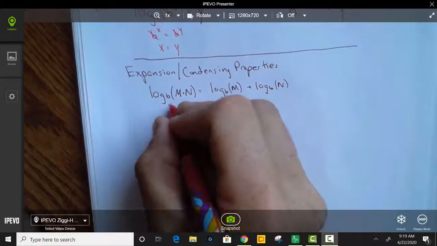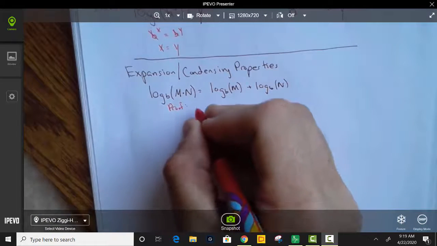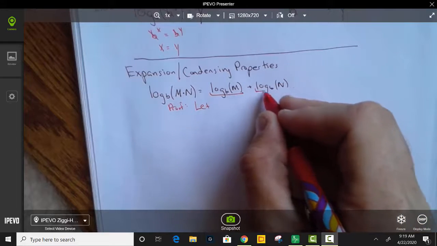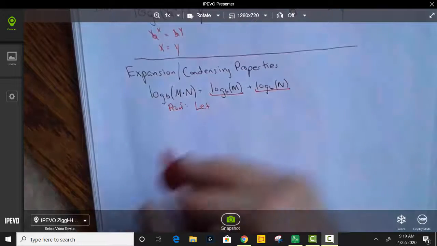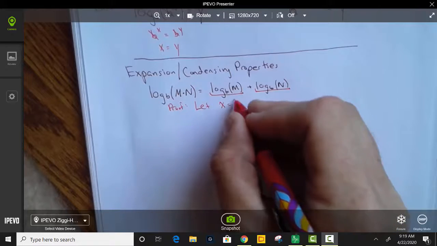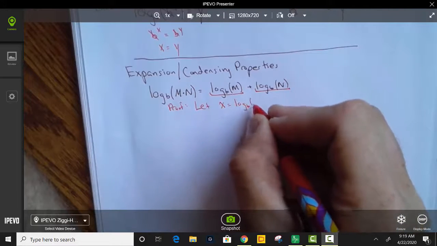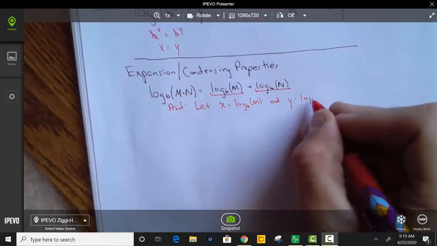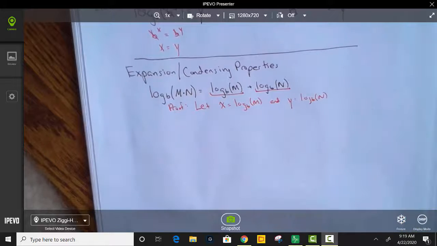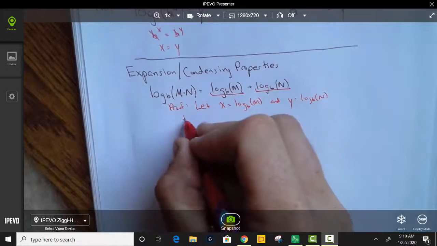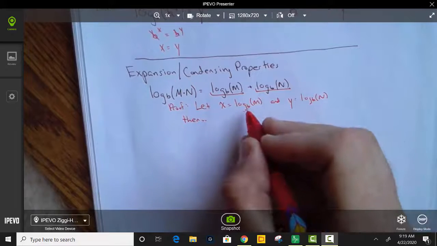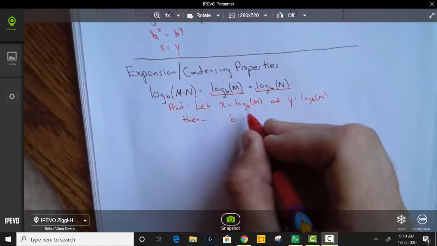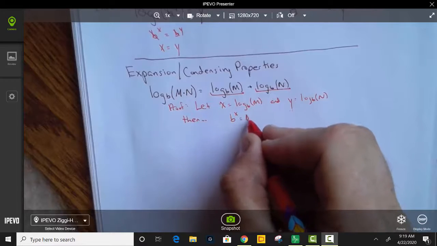So we can do a quick proof of this. We want to bring in log base b of m and log base b of n into this. So we're going to say let x equal log base b of m, and y equals log base b of n. Then, the conversion of this: if x is equal to log base b of m, then that would mean that b to the x power equals n.